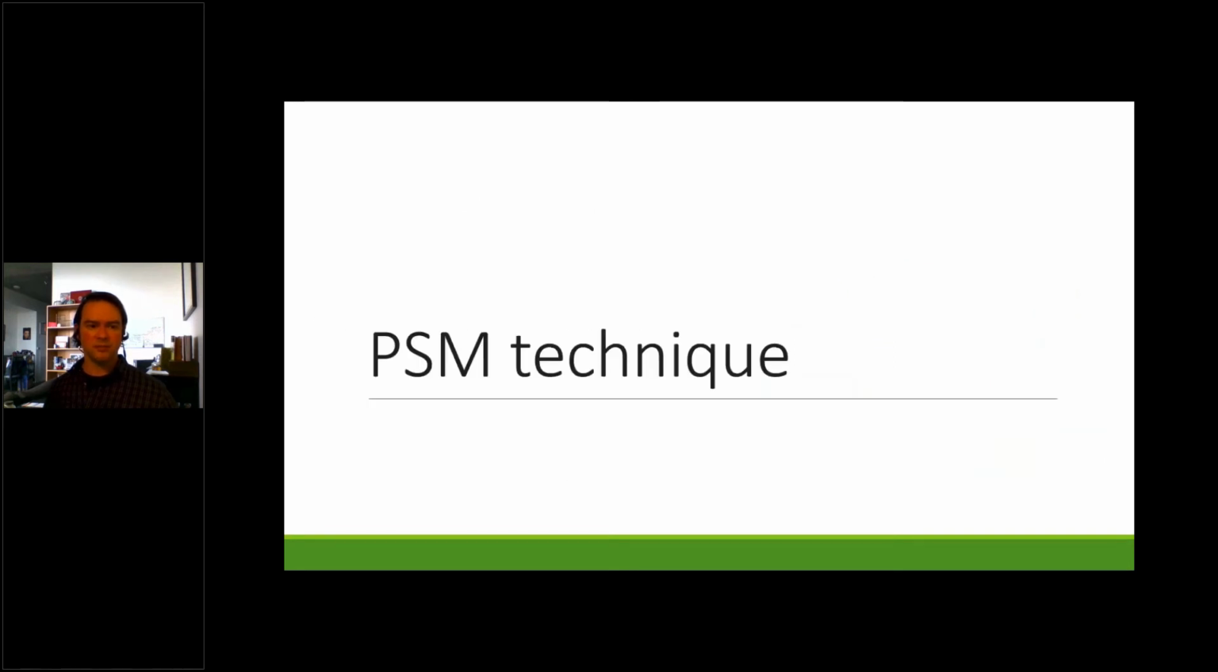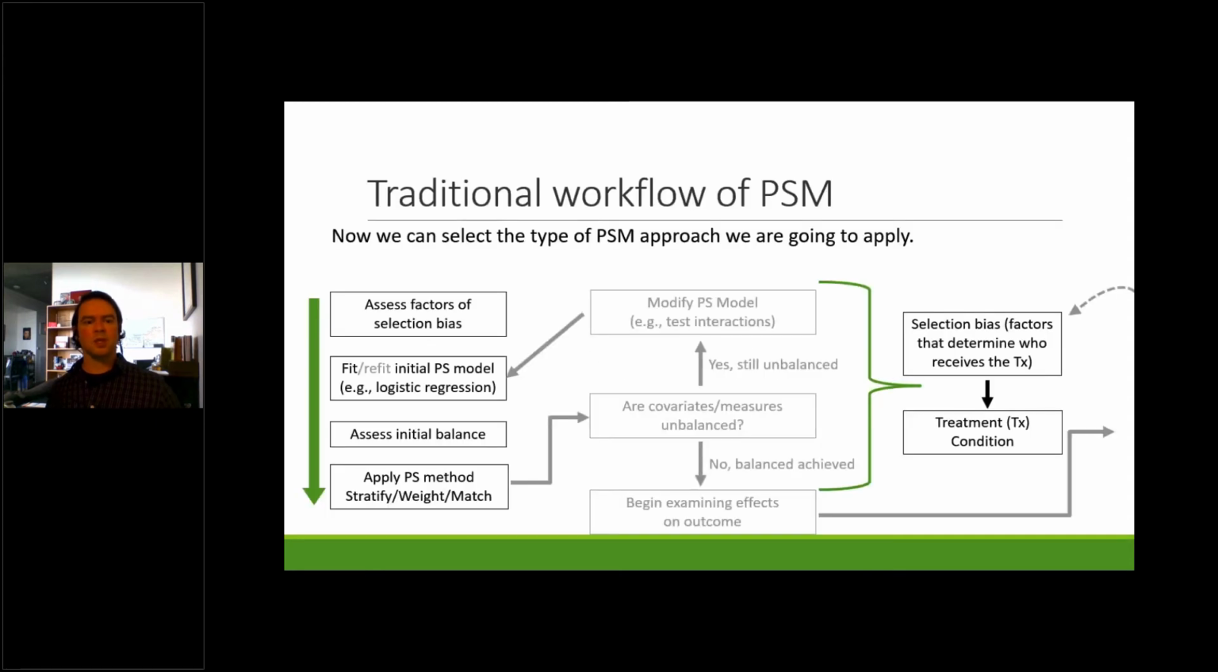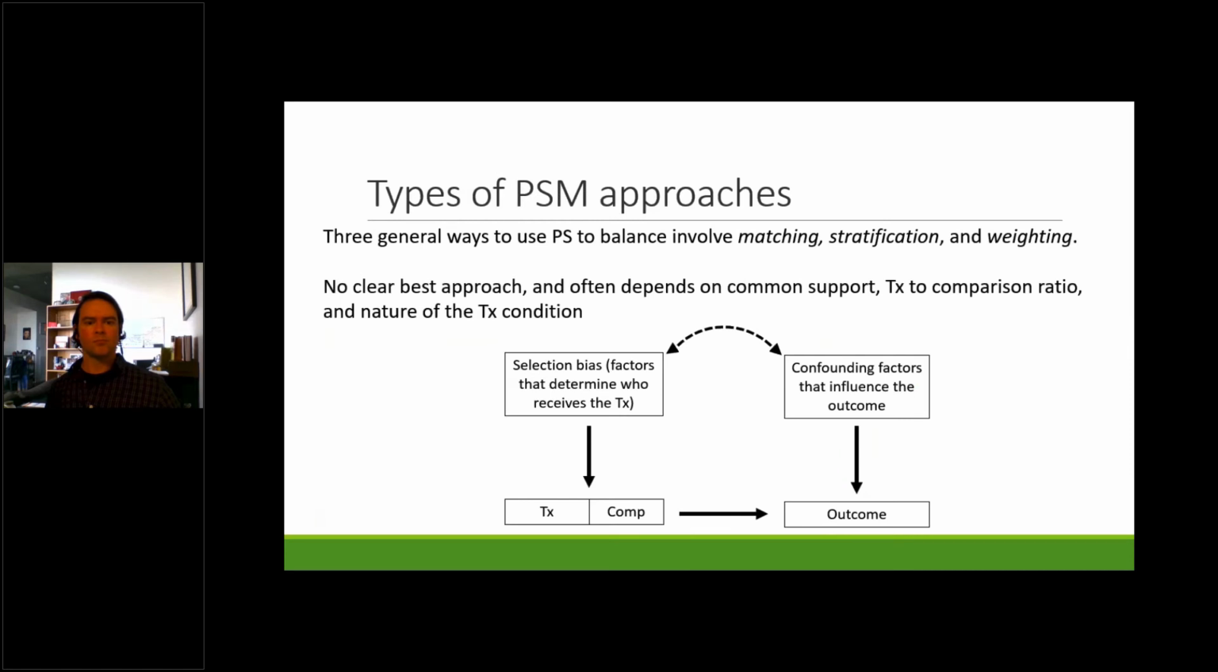So this brings us to the specific propensity score techniques that we might be able to employ. In our traditional workflow, this is of course immediately following the assessment of the initial balance. There are a number of ways to use the propensity score to balance the treatment and comparison groups. The three general areas involve matching, stratification, and weighting. There is no clear best way to choose which one to use, and it often depends on the degree of common support, the treatment to comparison ratio, and the nature of the treatment condition. Remember, we are assuming a binary treatment condition here.